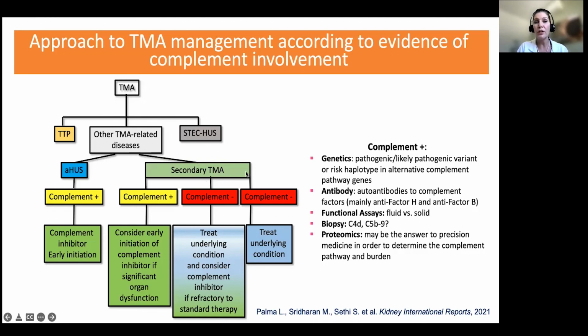try to check if there is any evidence of complement involvement. And here is a portfolio of exams that we may have available to check complement involvement. If there is any evidence of complement involvement, especially low C3, consider early initiation of complement blockade. If you do not have it, then treat the underlying condition and consider changing to complement inhibition once the patient does not respond to your basic supportive care.